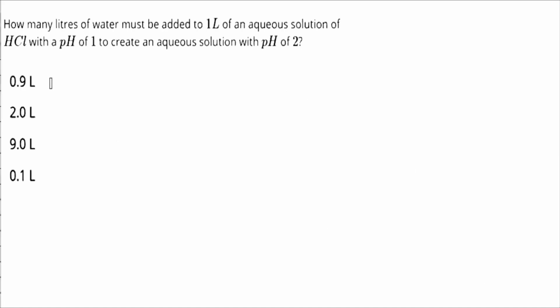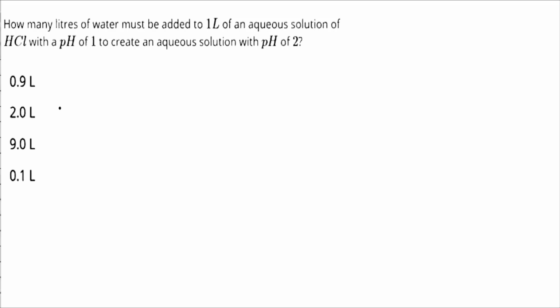Hello students, let's start with the question. How many liters of water must be added to 1 liter of an aqueous solution of HCl with a pH of 1 to create an aqueous solution with a pH of 2? So we have been given 4 values.